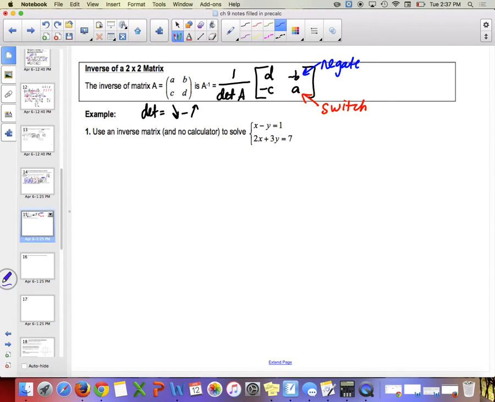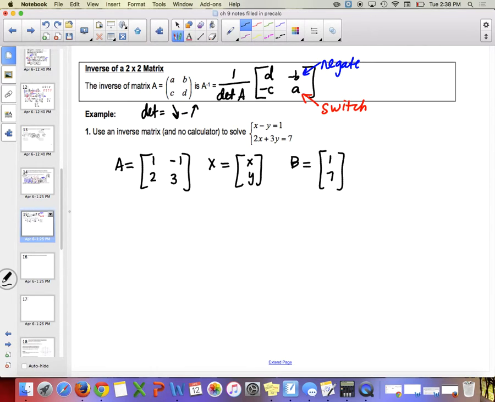All right, so it says use an inverse matrix and no calculator to solve. So can we do this without a calculator? So a 2 by 2 should be pretty easy. Ben, you paying attention? So we're going to set it up with our A and our X and our B. So A is going to be 1, -1, 2, and 3. Those are the coefficients of the X's and Y's. X is just our two variables, X and Y. We have to put them vertically, otherwise it wouldn't work. And then B is going to be our constants, 1 and 7. So you can verify A times X does equal B. It gives you those two equations again.